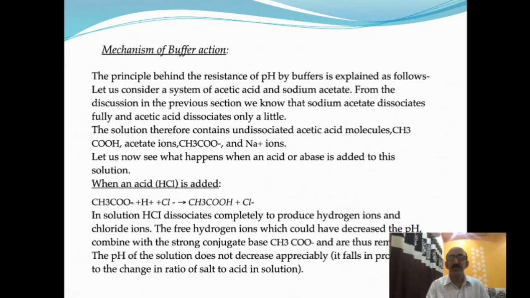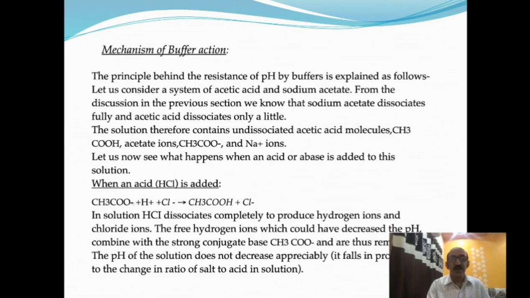In such a solution, let us see what happens after addition of an acid or a base. First, we will see what happens when you add HCl, a strong acid, to the acetic acid and sodium acetate mixture. The CH3COO minus, that is the acetate ion, combines with HCl to give CH3COOH plus Cl minus ion. In the solution, HCl dissociates completely because it is a strong acid. It produces hydrogen ions and chloride ions.